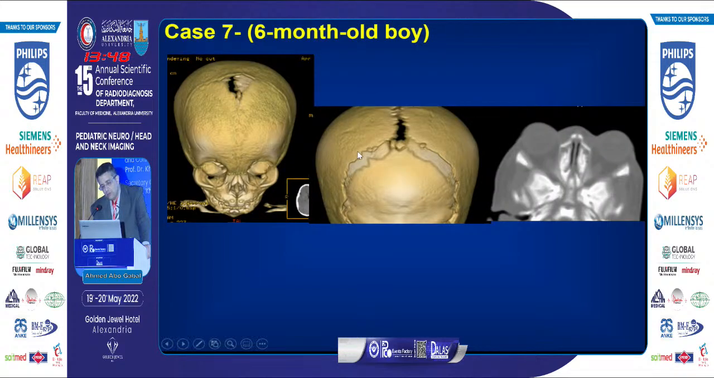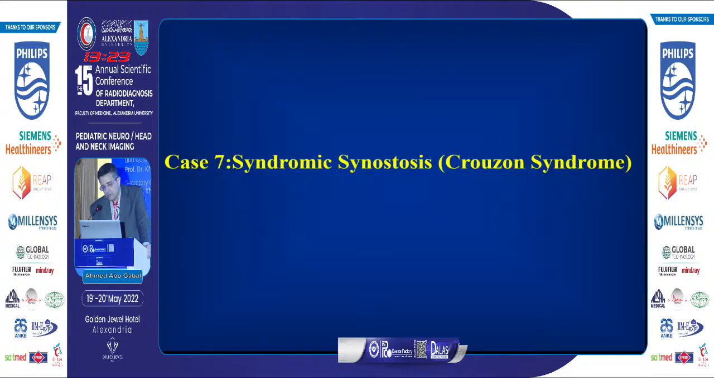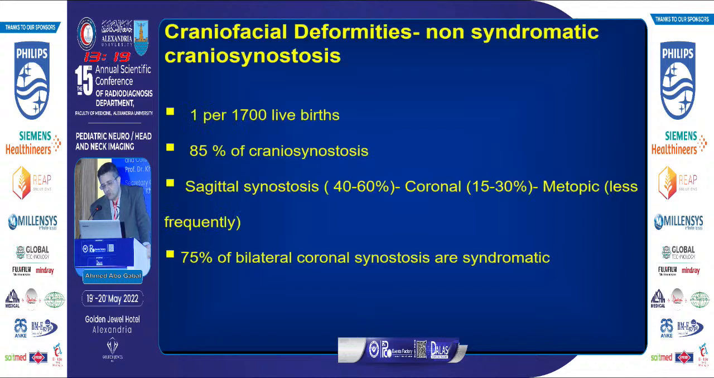Another syndrome, also bilateral coronal synostosis, proptosis of the globes, shallow orbits and mid-face hypoplasia. This is also an indication of what we call Crouzon syndrome. The main differentiation between the two syndromes, Apert and Crouzon, is that in Crouzon there is no syndactyly of the fingers and toes like Apert syndrome. So this is what we call syndromic synostosis, Crouzon syndrome.